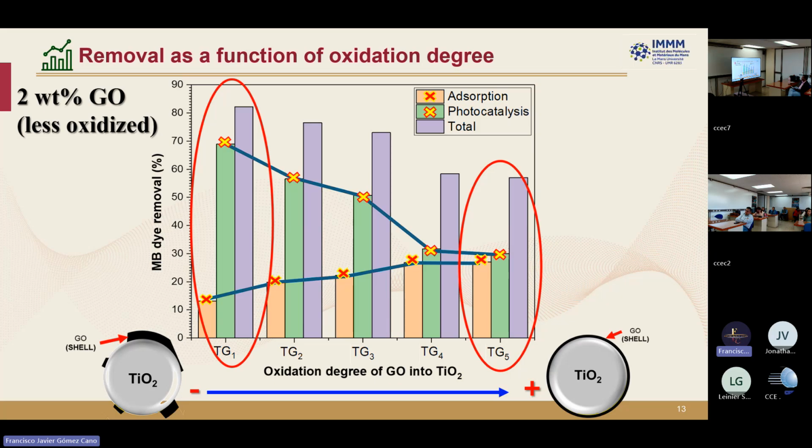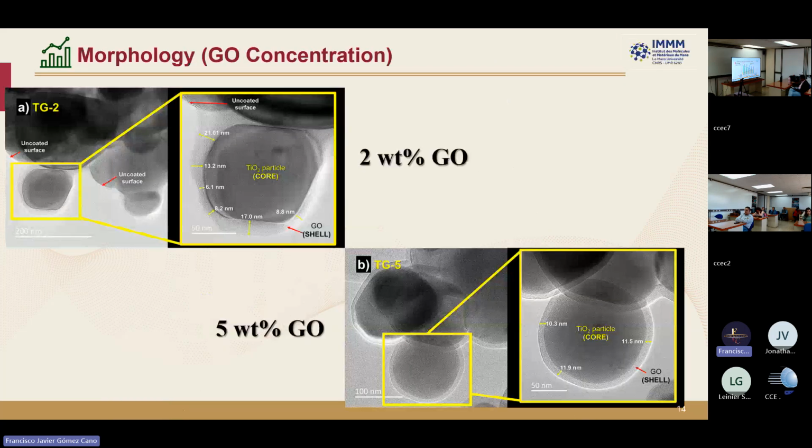Based on this, with the graphene oxide that showed the best results in photocatalysis, the first option, TU1, we decided to modify the graphene oxide concentration, studying the behavior at different concentrations, in this case 2, 5, and 10% of graphene oxide. In this slide, we can see how the morphology of titanium dioxide changes when we increase the concentration of graphene oxide. The first image corresponds to the hybrid containing just 2% of graphene oxide, and as we can observe, the titanium dioxide particle is partially covered by graphene oxide sheets.